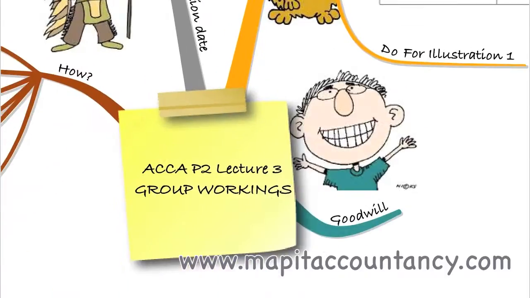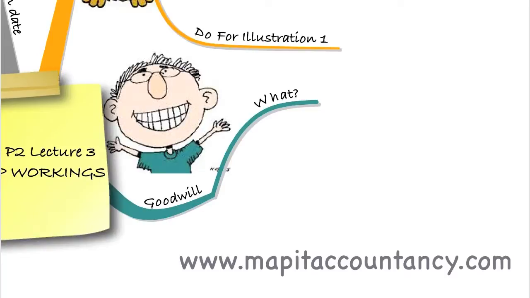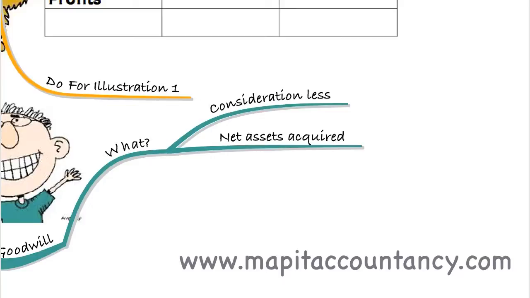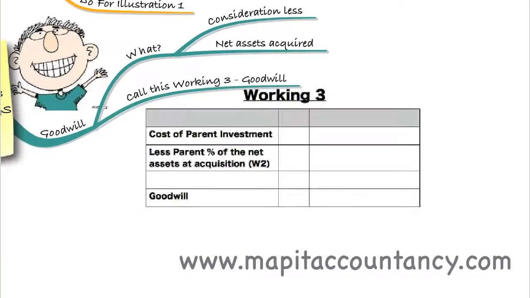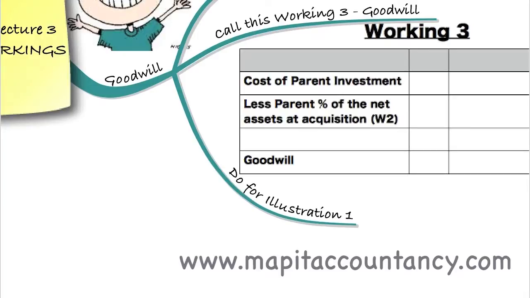That brought us on then to our goodwill. So what are we talking about when we talk about goodwill? Well, remember, the recognition and measurement was under IFRS 3, and we were thinking about our consideration less the net assets acquired. We called that working 3, our goodwill. We took the cost of the parent's investment and subtracted the parent's share of the net assets at acquisition from working 2. So the cost of the parent's investment less the percentage of the net assets that they have acquired gave us our goodwill. That's our working 3, goodwill. And we did that for illustration 1 as well.